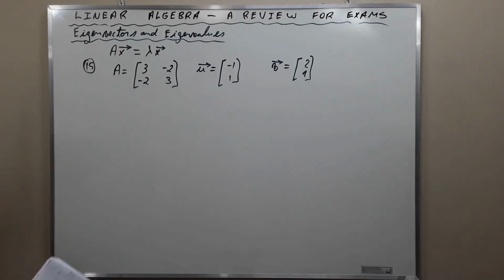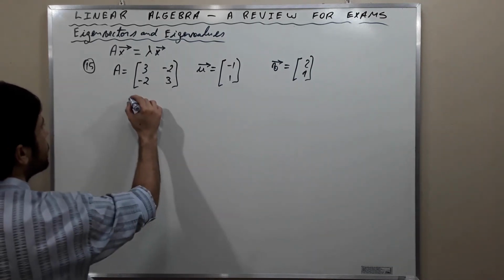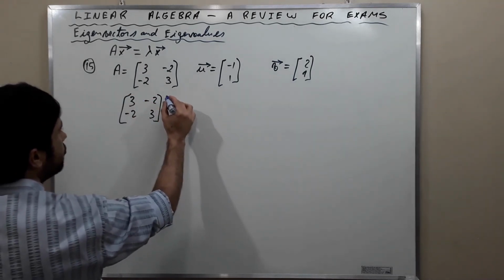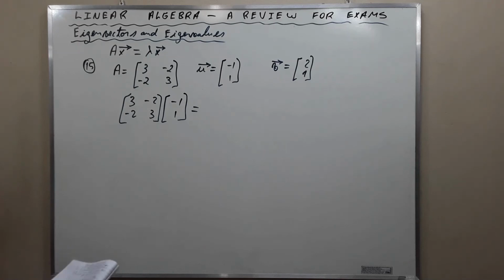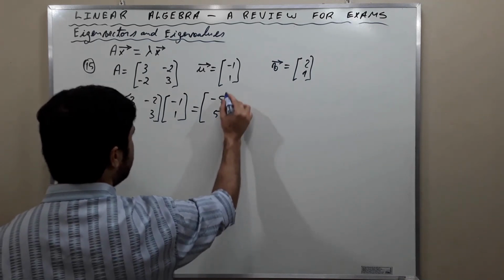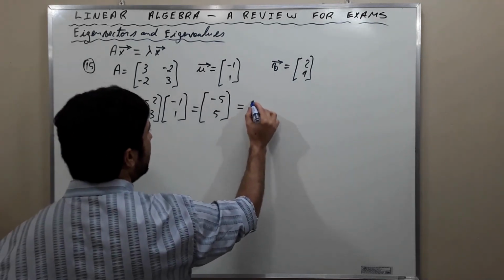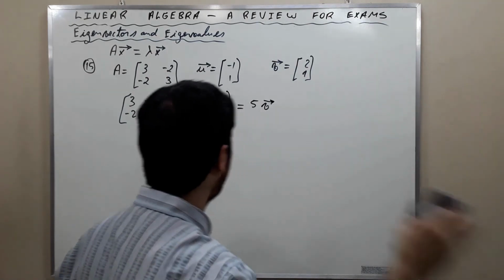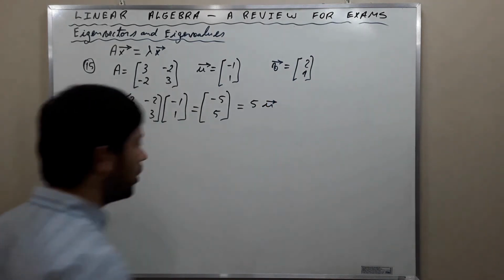Okay, so we need to apply the transformation to the vector. 3, -2, -2, 3. We are going to apply the transformation to the vector. And by applying the transformation to the vector, we discover this vector here, -5 and 5. And this vector here is equal to 5 times vector U, not vector V, sorry, vector U.